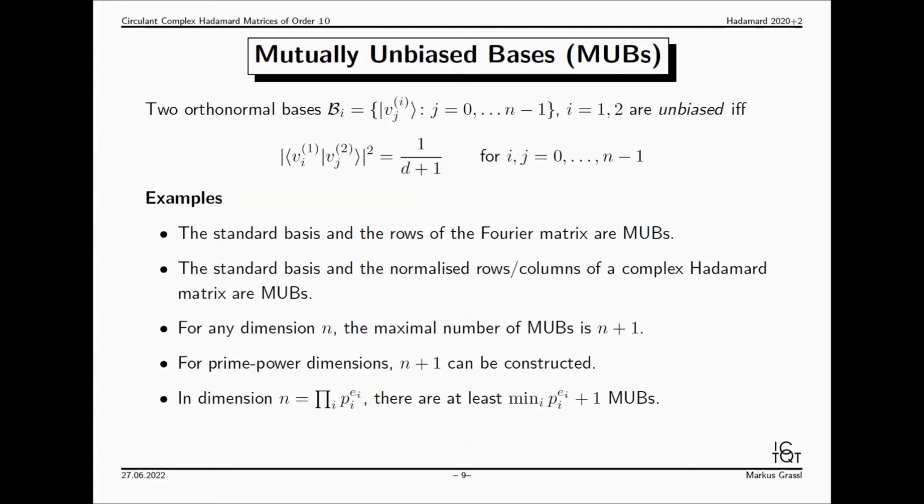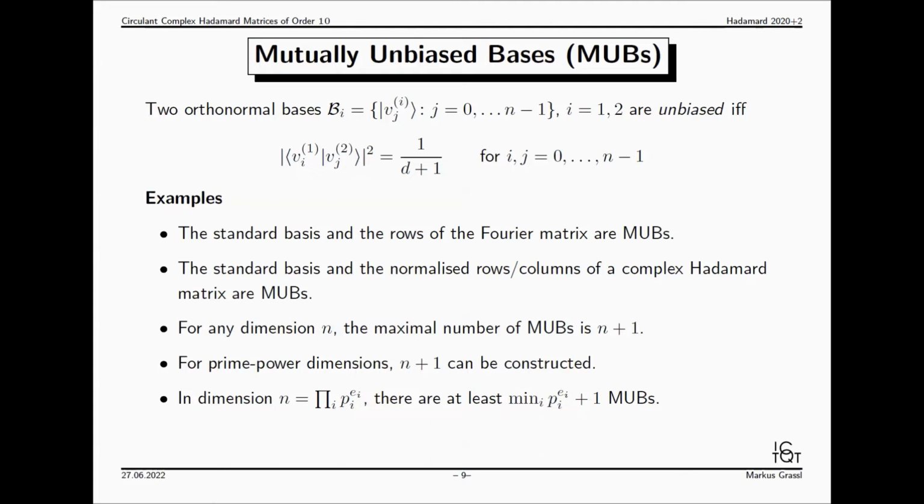So examples that we have: we can take the standard basis and the rows of the Fourier matrix, or alternatively the columns. And related to that, we can actually take the standard basis and any rows or columns of a complex Hadamard matrix, which we normalize to have modulus 1, since we want orthonormal bases. So that's the other type of normalization we could have for complex Hadamard matrices, as unitary matrices. So they always form a pair of mutually unbiased bases.